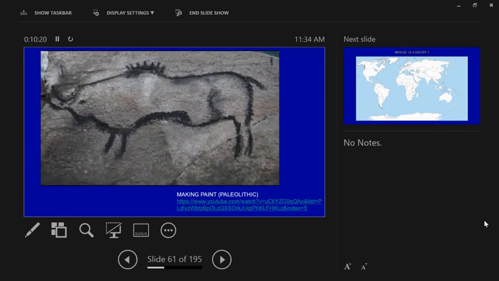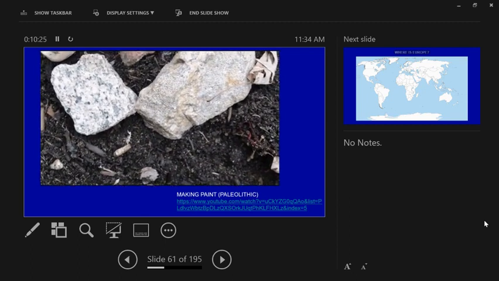So we're going to see some cave art that looks like this. And so now you have an idea of how it was drawn.